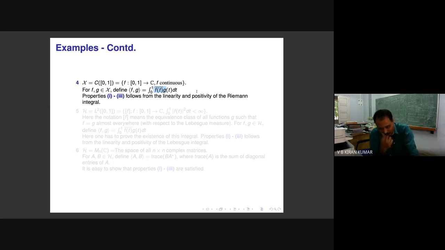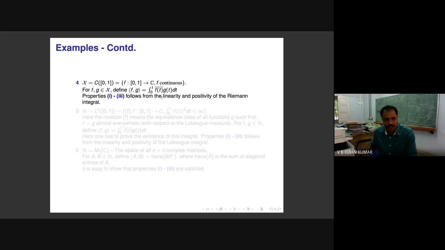If you don't have oscillation, that is, the function is continuous and non-negative and the integral vanishes, then the function is 0. Because if the function is non-zero and non-negative, there is at least one point where it is strictly positive, and by continuity you can find a neighborhood where it is positive, and in that neighborhood the integral will be positive. So the whole integral will be positive. So the integral is 0 means the function is 0, provided the function is continuous and non-negative. That can be used to obtain the third property. So this satisfies properties 1 to 3.